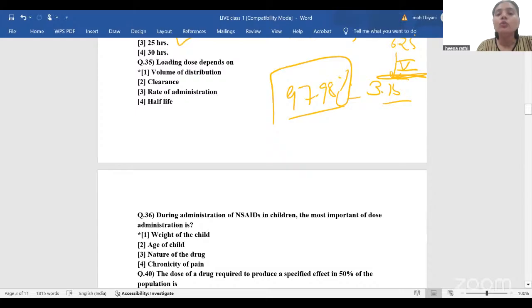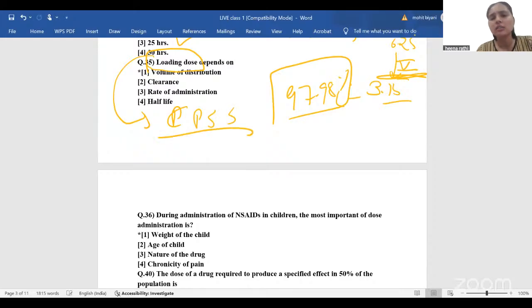Next question is loading dose. First, we have to understand what is the loading dose. Loading dose means when we are going to give some drug, we want there should be a steady state plasma concentration of the drug to achieve the action. To achieve that steady state plasma concentration, which is called CPSS, we give a larger amount of the drug, which is called loading dose. There are few doses which are given in a higher amount so that a steady state plasma concentration is achieved.